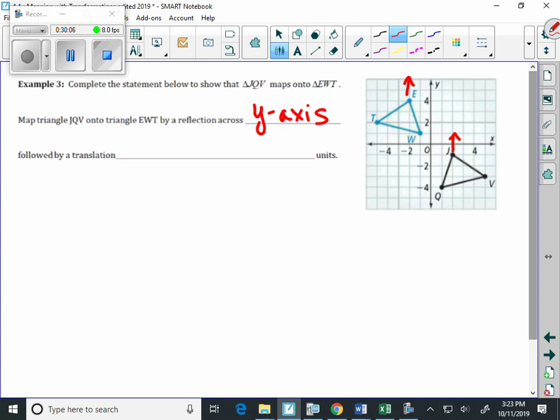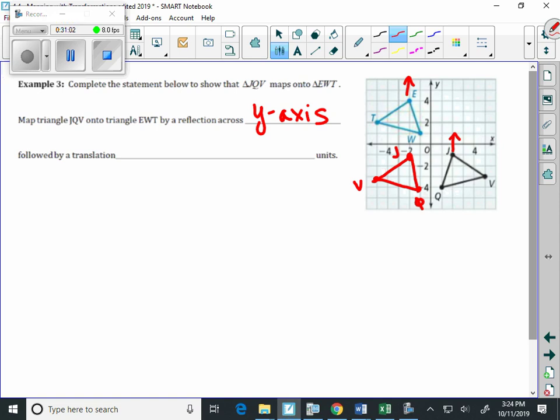So what we're going to do is reflect this black triangle over the y-axis. So J is 2 spaces away from the y-axis, so on the other side, 2 spaces away. There's our new J. Q is 1 space away from the y-axis, so 1 space away. Here comes our Q. And V is 5 spaces away, so on the other side, 5 spaces away is our V. And what we just did is we reflected that across the y-axis. And now what we want to do is get the red triangle to land on the blue triangle.